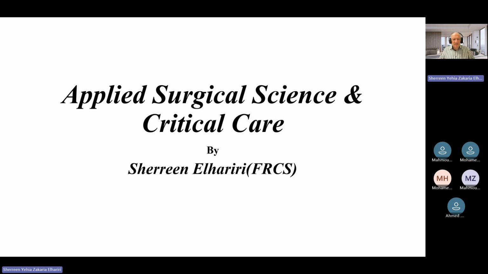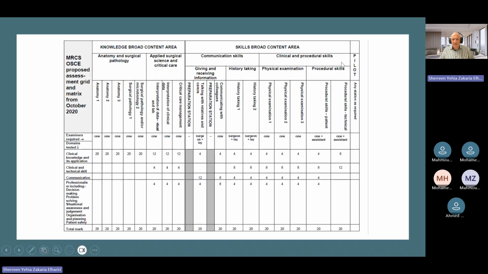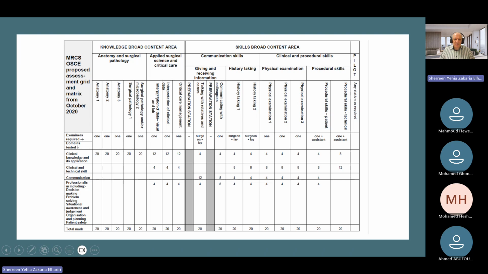So it is important before we start the exam, you see this, the distribution of the stations. You can see here applied surgical science and critical care. We have 1, 2, 3 stations. The 2 stations of them are interpretation of data and lab investigation. The third one is critical care.